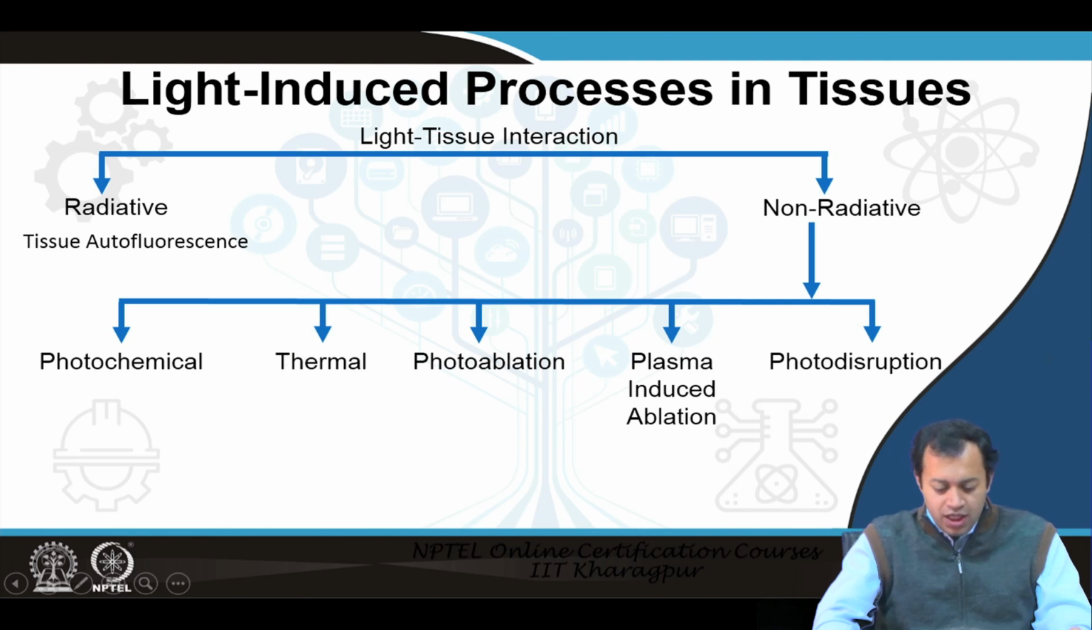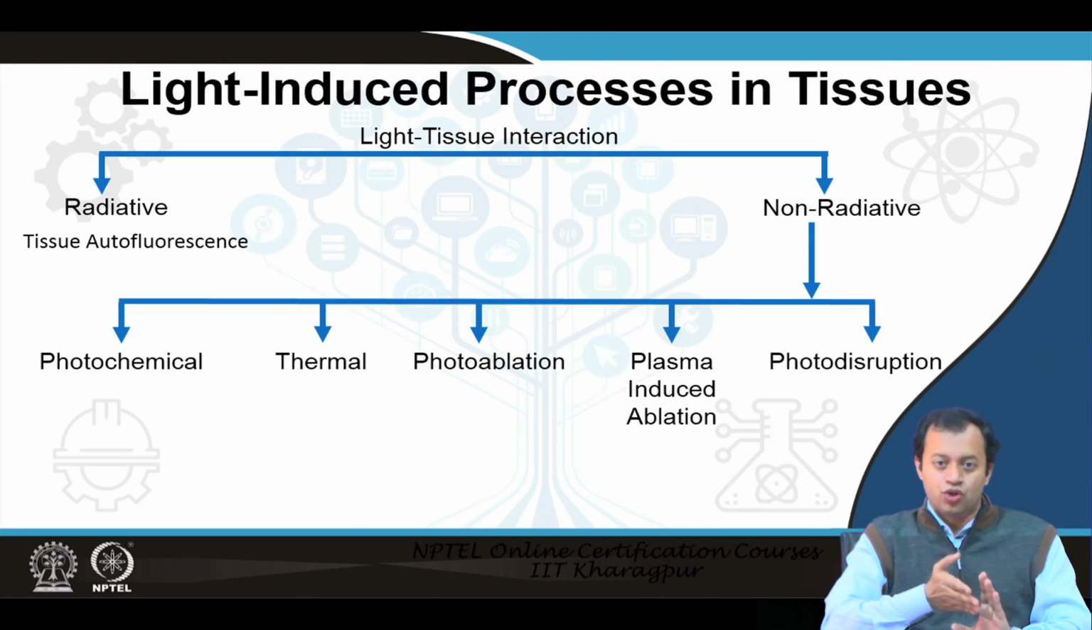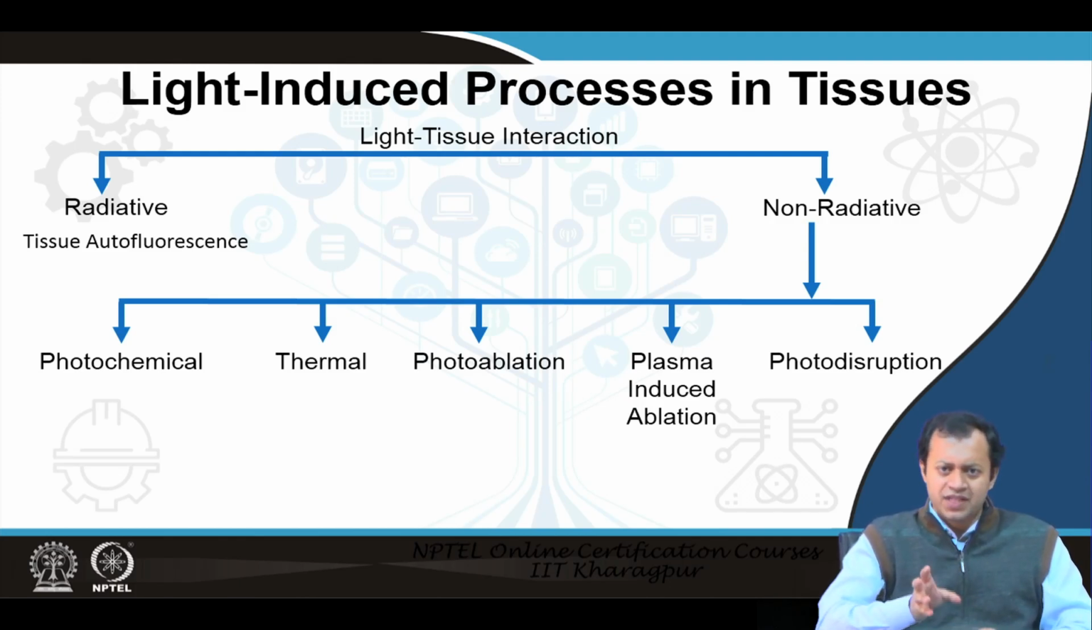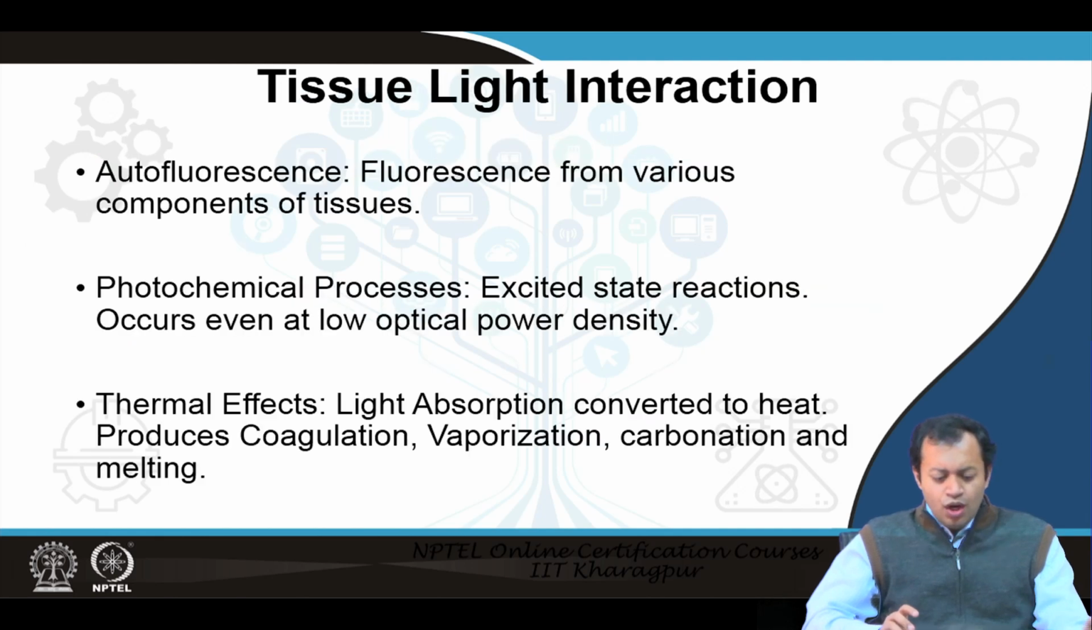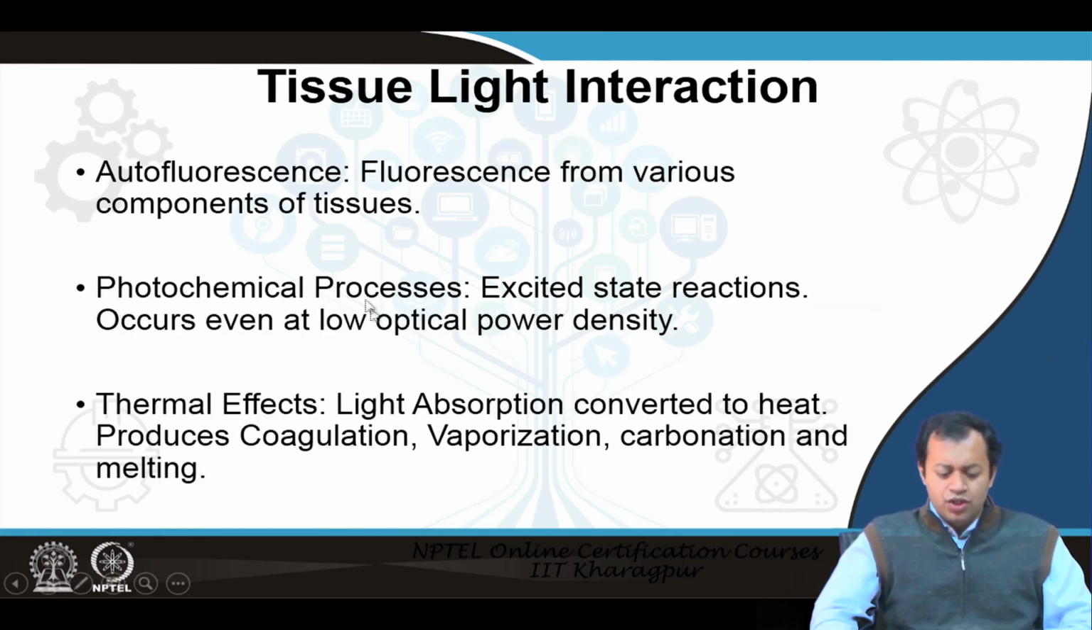So, let us look at each of them one by one. This is the direct effect of light on tissues, and thereby you have to know. I am pretty sure that medical science students know all of that. Life science students also must be knowing it generally, but for the rest of you, this part is quite important. So, autofluorescence, as I said, is fluorescence from various components of the tissue. The photochemical process occurs at a very low optical power density. So, very low power can result in some kind of a photochemical process.